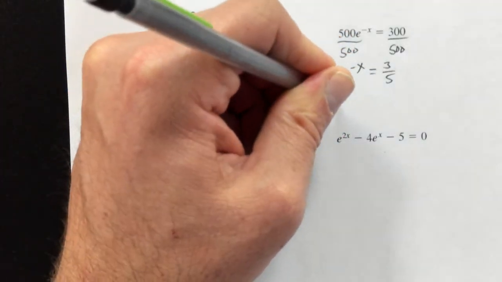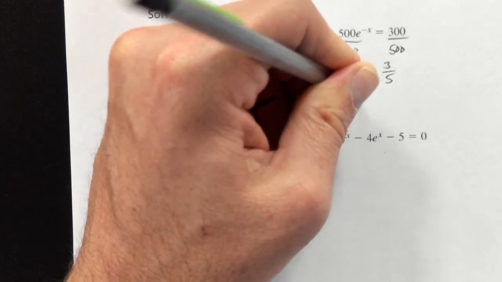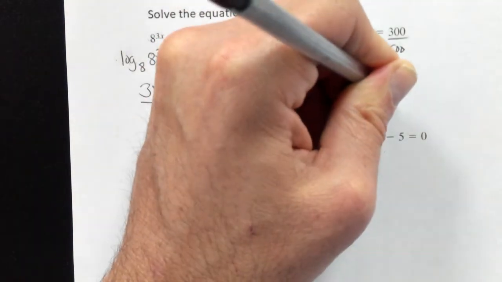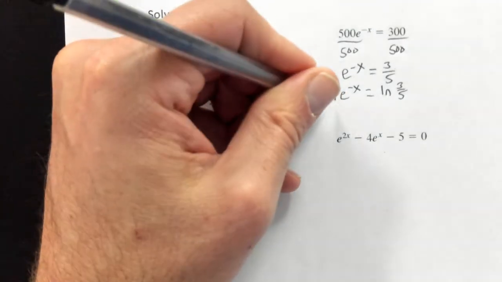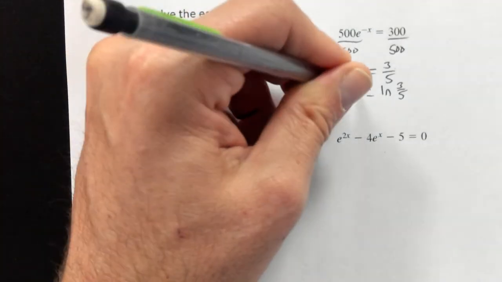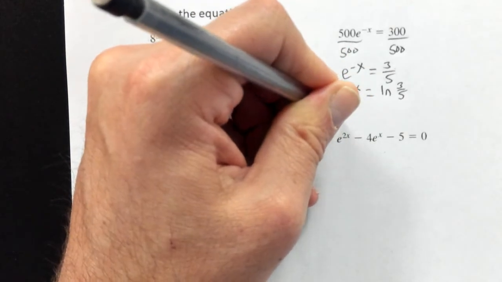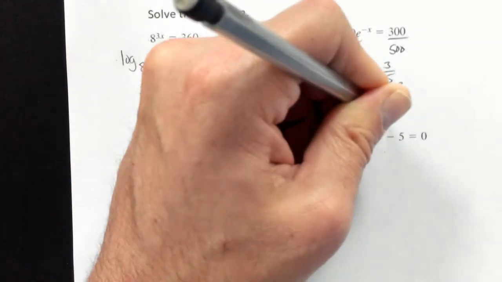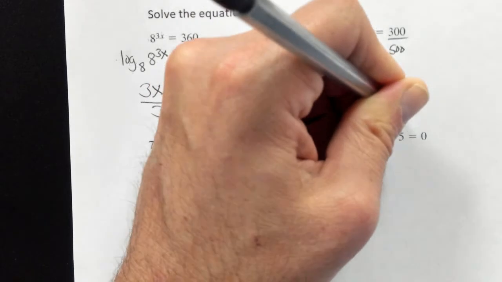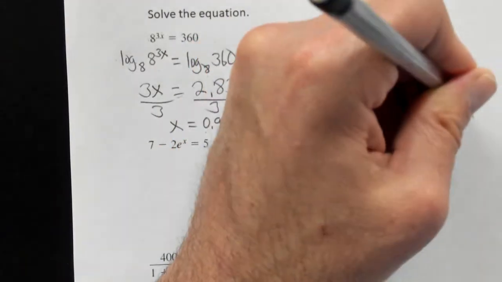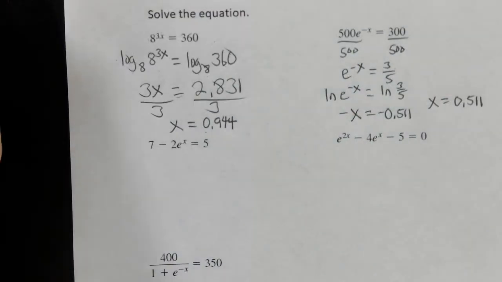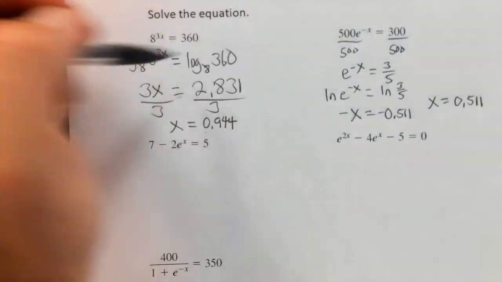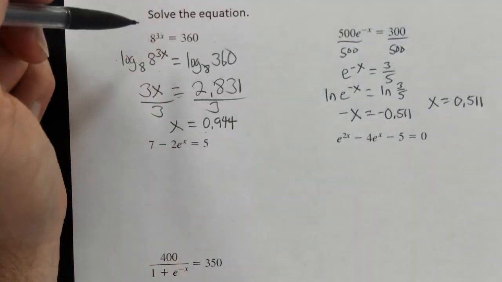So I'm going to go natural log of e to the negative x equals natural log of 3/5. Remember what happens when natural log and e get together with an exponent? The exponent falls out, so now I have negative x equals negative 0.511, which means that positive x would be equal to positive 0.511. There's your answer. Feel free to plug in and double check that you have done it right. You will see that you get the right answer.